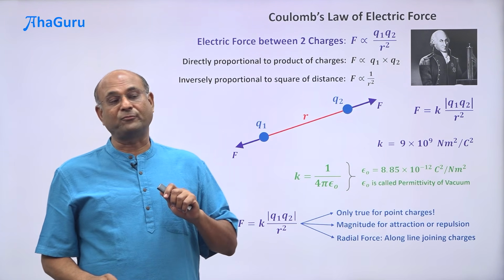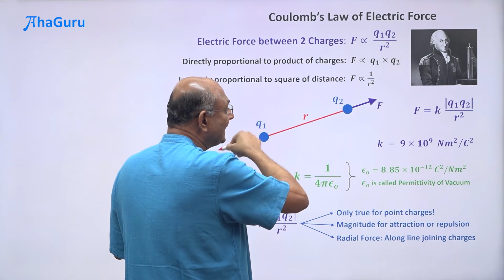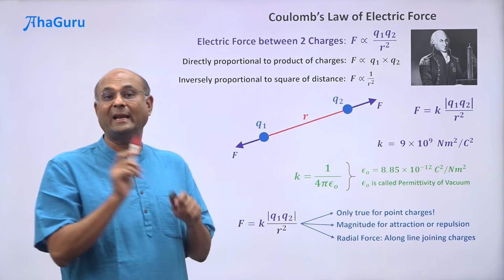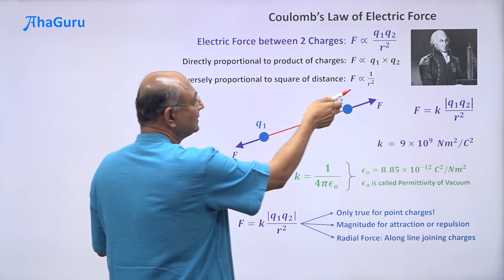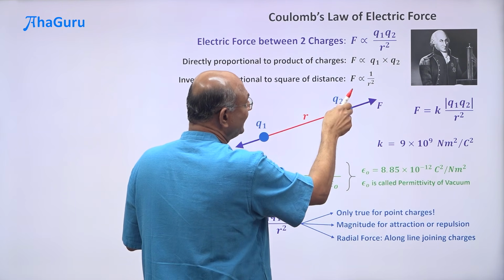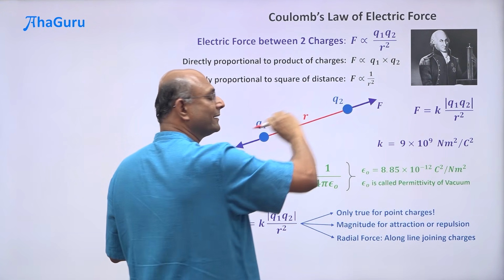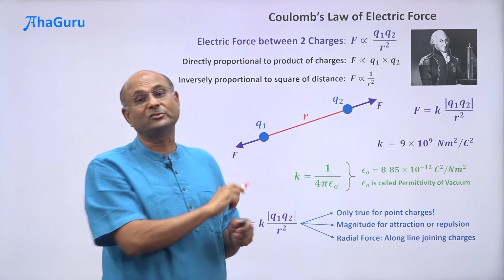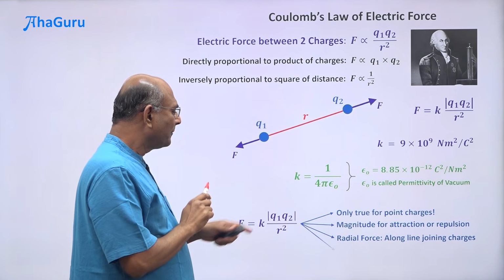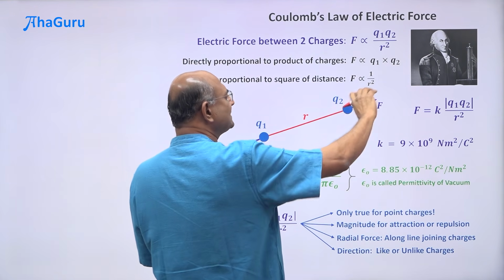The direction of the force is radial. What is radial? Along the line joining the charges. The force has to be this way. It can't be this way. It can't be that way. It can be this way. It can be this way, but it has to be along the line joining the charges. But is it this way or is it this way?